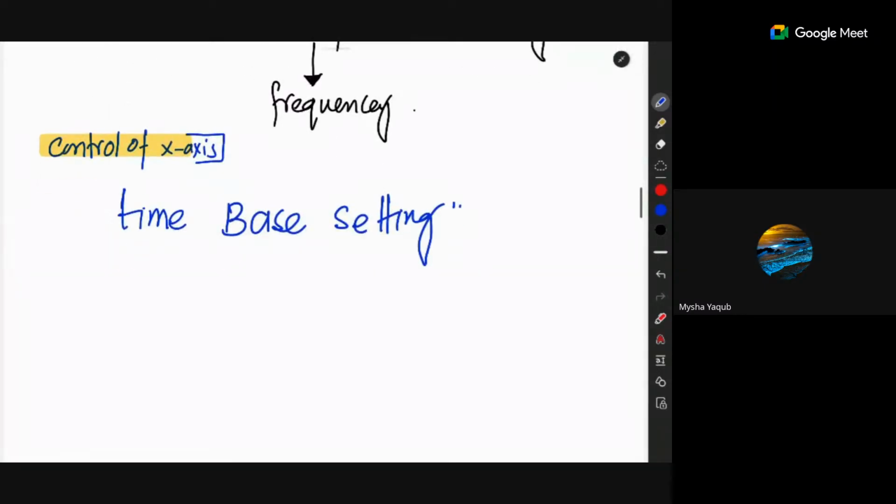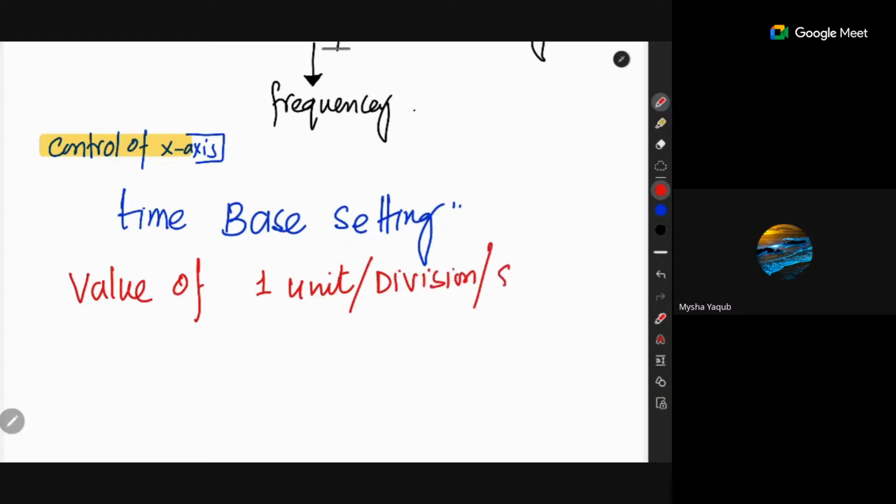So, time based setting is the value of one unit, one division, or one square, or 1 centimeter along x-axis. This is very important to know. That is why I'm explaining it in detail.